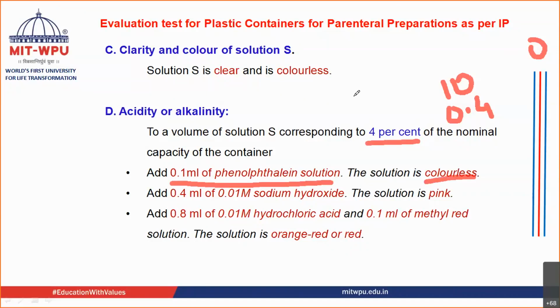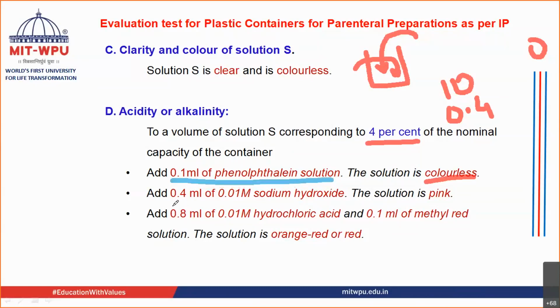It means we can say the liquid is neutral, that is, solution S, the water that we have prepared, is neutral. Earlier we took the container, added water inside it, and then autoclaved it. So whatever water was present inside it has now converted into solution S. This solution S is neutral in nature. No alkali has leached out from this container into this water.